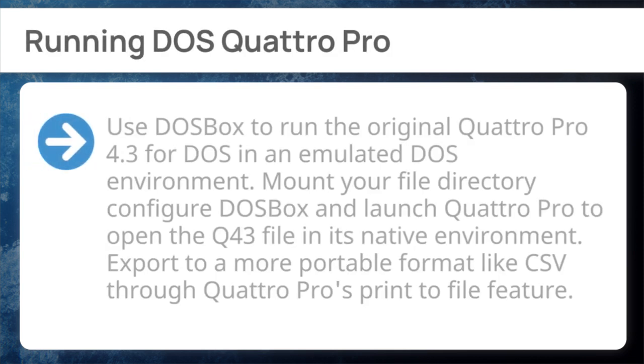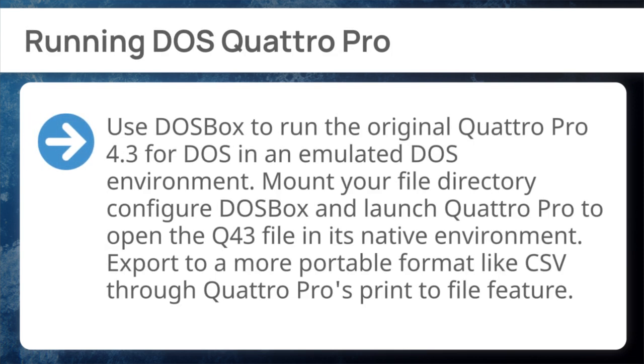Finally, running DOS Quattro Pro. Use DOSBox to run the original Quattro Pro 4.3 for DOS in an emulated DOS environment. Mount your file directory, configure DOSBox, and launch Quattro Pro to open the Q43 file in its native environment. Export to a more portable format like CSV through Quattro Pro's Print to File feature.